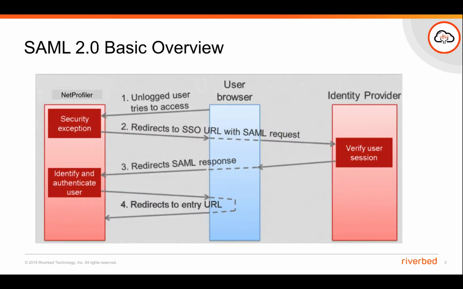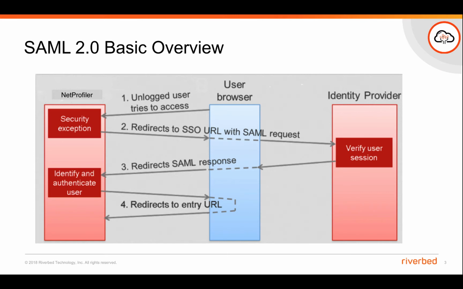So this is how a basic SAML 2.0 block diagram looks like. You have three main components over here: a user, a browser making a request to NetProfiler, which is a service provider, and there is an identity provider on the far right. So when the user tries to authenticate to the application or a service provider or NetProfiler in this case, a security exception is thrown, which basically redirects SSO URL with SAML request to the identity provider.